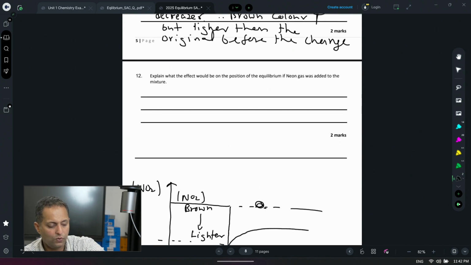Okay. Question 12. What is it asking? Position of the equilibrium.